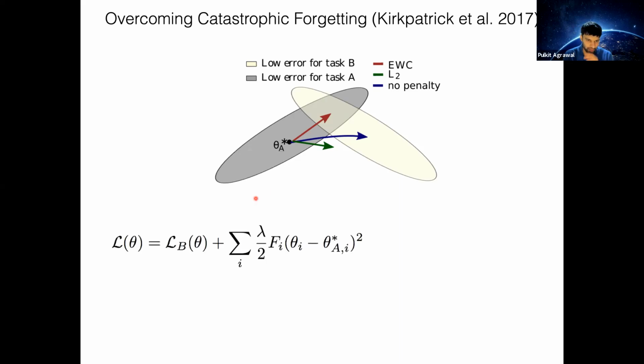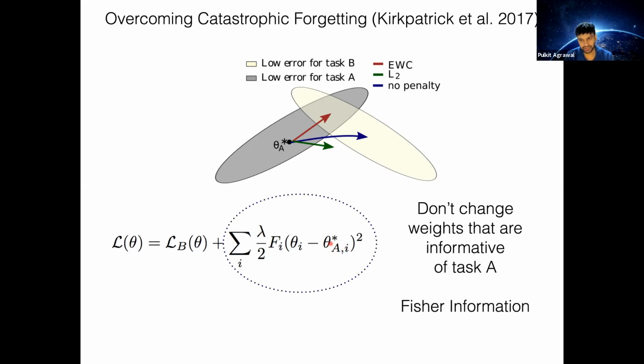So what does this work propose? This work proposes that as I'm optimizing for task B, I put some constraint on how the parameters theta should change. In particular, I constrain my parameters theta to be close to theta A star. But instead of just imposing the L2 distance between the parameters, what we impose is this Fisher information matrix, right?